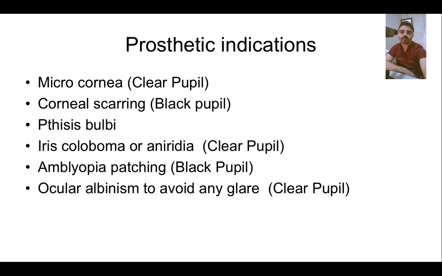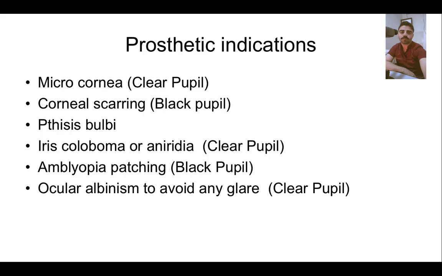So what is a clear pupil prosthetic lens? We have two different kinds of prosthetic lens available in the market. One is a clear pupil and the second one is a black pupil. Basically, a prosthetic lens is a type of painted contact lens which contains different colors. It could be brown, black, or green, depending on the patient's eye color which you are going to match.